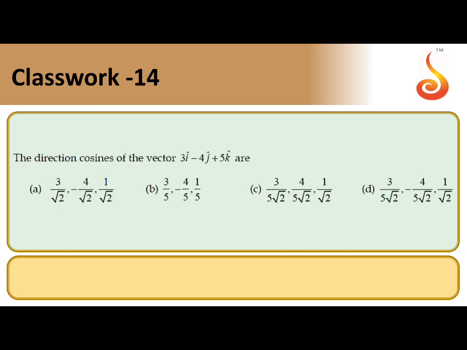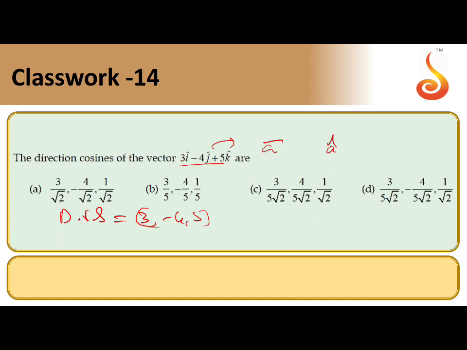Direction cosines of a vector 3i minus 4j plus 5k. You know DCs are known. DRs, what do DRs mean? The components are DRs. So DRs will be the vector components 3, minus 4, 5. So how to get DCs? Divide by root over a square plus b square plus c square. That means you can take this vector a bar, so DCs will come, DRs are this one.